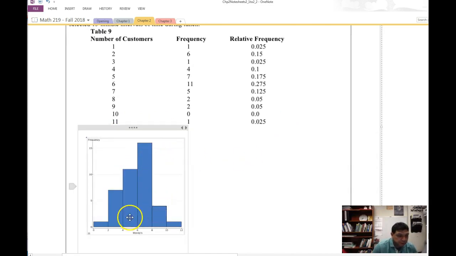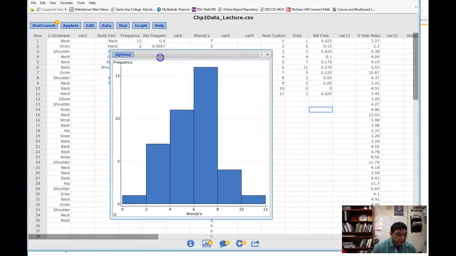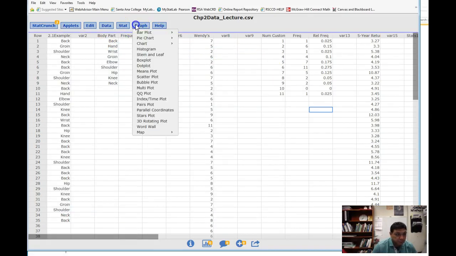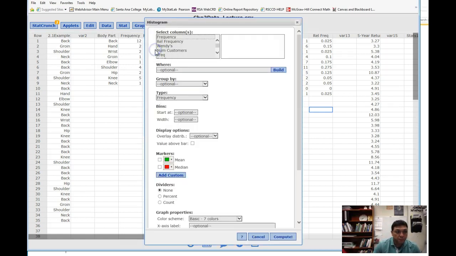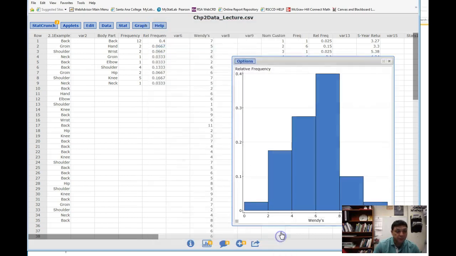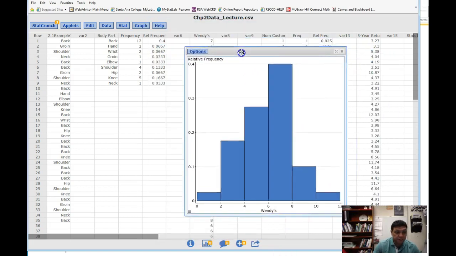It's a frequency histogram. Frequency tells you how many times there was one customer one time. And so you can see this is what we would then describe. What is the distribution of that? We can also make a relative frequency histogram. Again, in the same place, you would go Graph, Histogram, pick that, and then change this to relative frequency. It's going to look identical. I need to choose what I want, the Wendy's data. Compute that, and you see it's going to look identical.